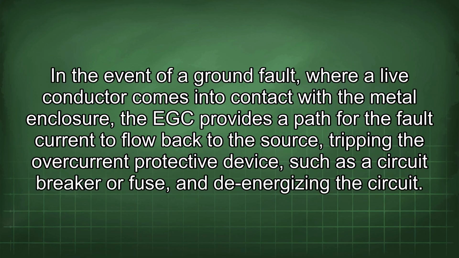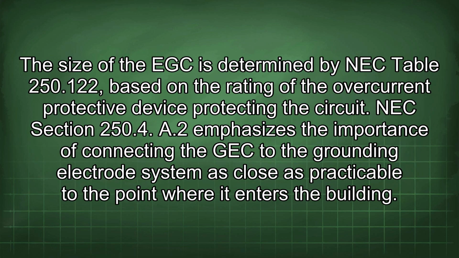In the event of a ground fault, where a live conductor comes into contact with the metal enclosure, the EGC provides a path for the fault current to flow back to the source, tripping the overcurrent protective device, such as the circuit breaker or fuse, and de-energizing the circuit. The size of the EGC is determined by NEC Table 250.122, based on the rating of the overcurrent protective device protecting the circuit.